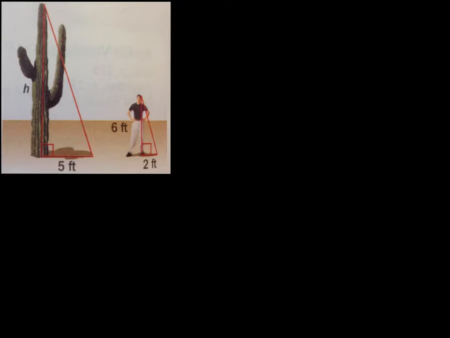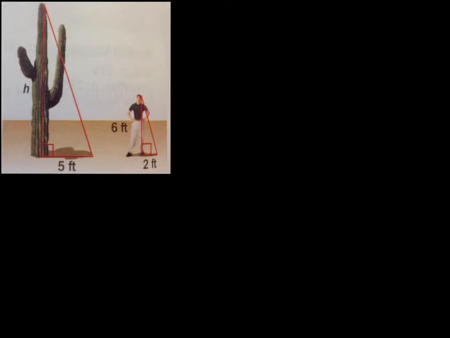Another way that we can use similar figures is to indirectly measure lengths that are difficult to measure directly. In this picture, we're going to use indirect measurement to find the height of the cactus. A man who is 6 feet tall is standing near this saguaro cactus. The length of the man's shadow is 2 feet long. The cactus casts a shadow that's 5 feet long. How tall is the cactus?